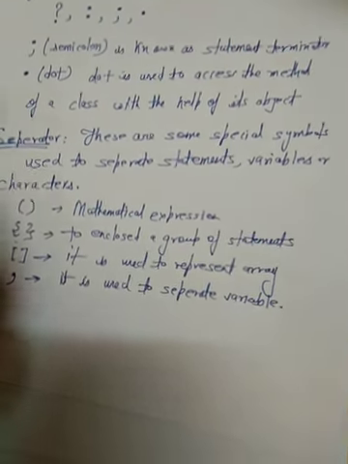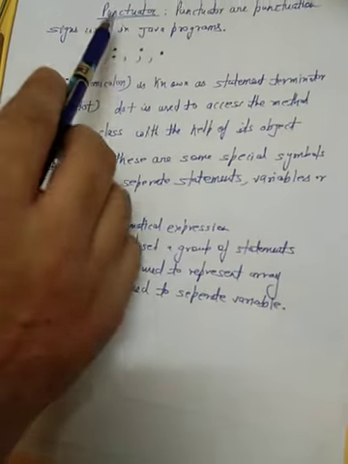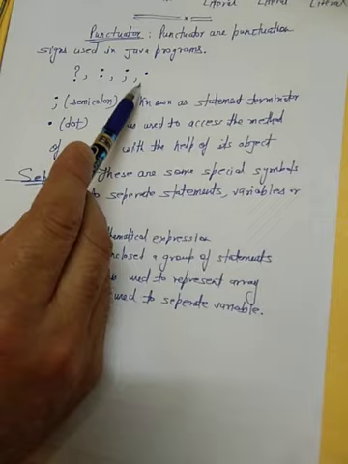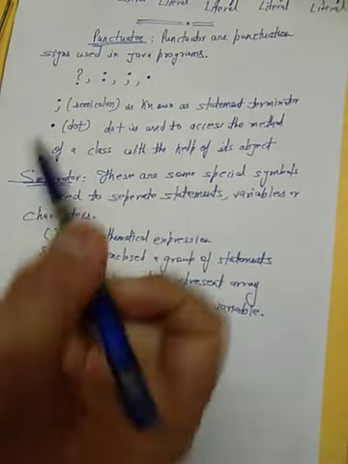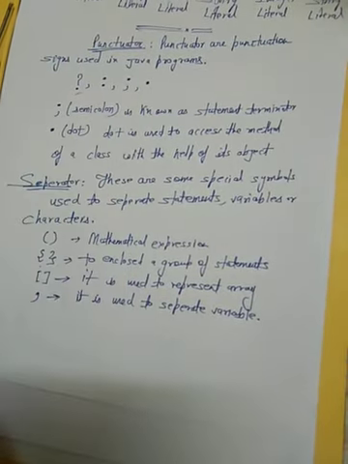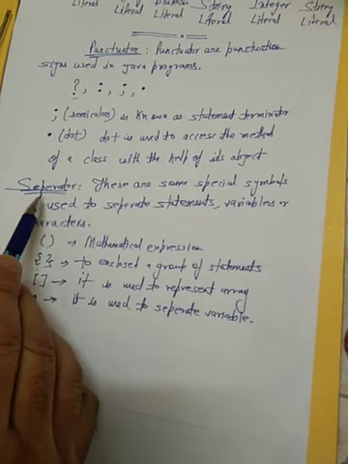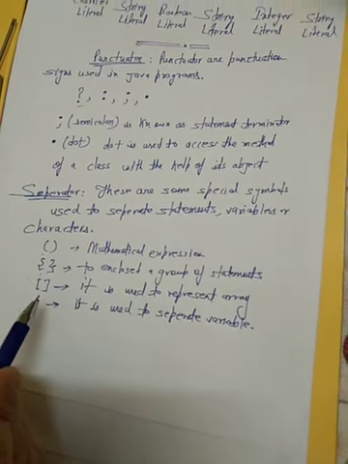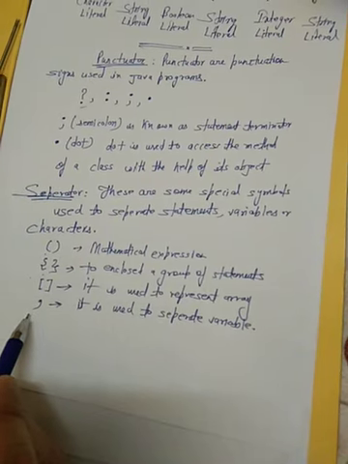Fine. So these are punctuators. What are the punctuators? Punctuators are the punctuation signs which are used in a Java program. We have 4 types of punctuators. Only these 2 are important. This will be used as a ternary operator that you will learn later. And separators we have 4 types: small braces, curly braces, big braces, and this is comma.